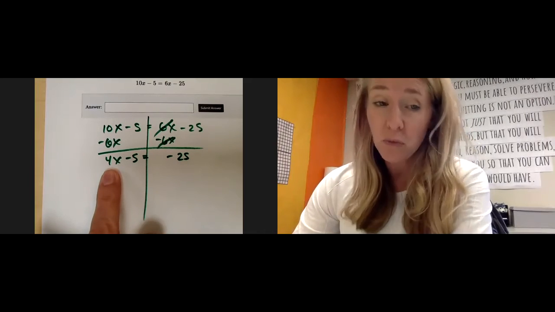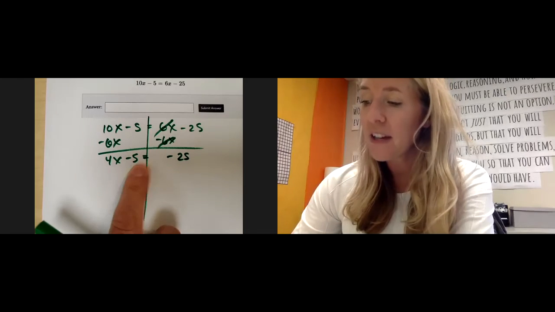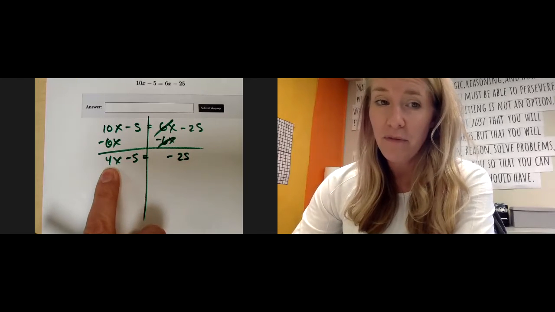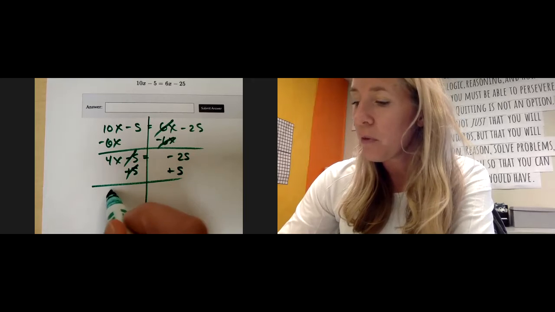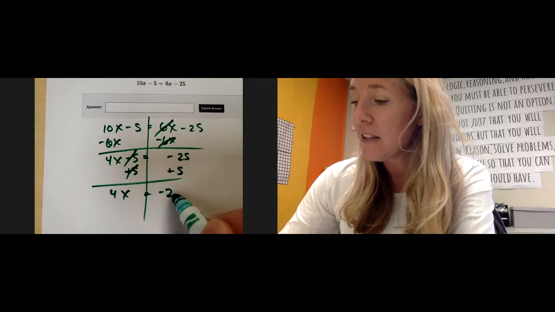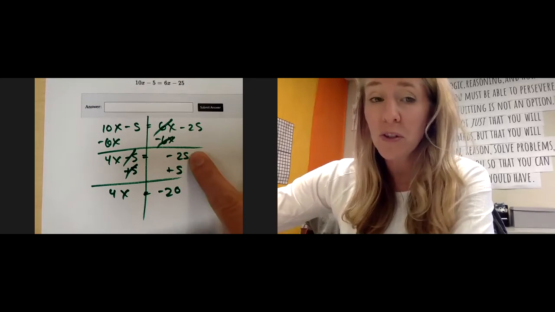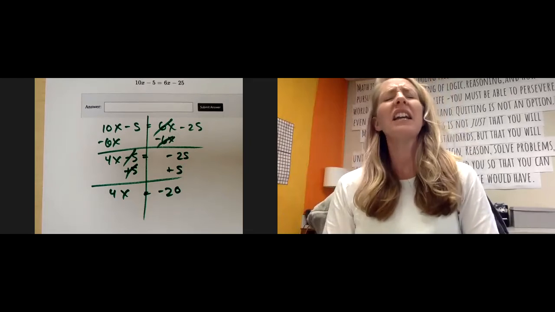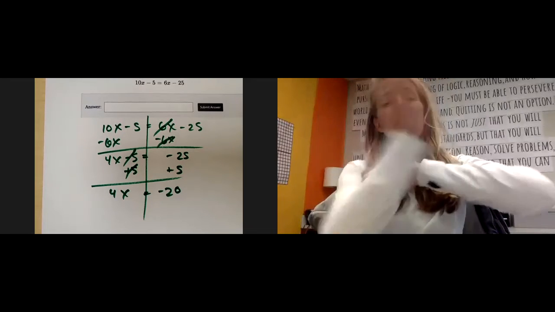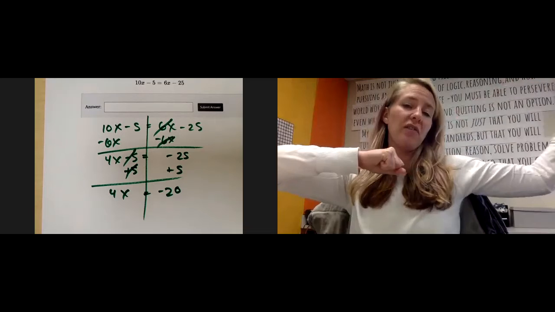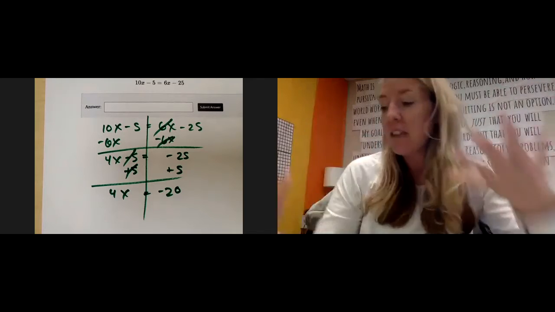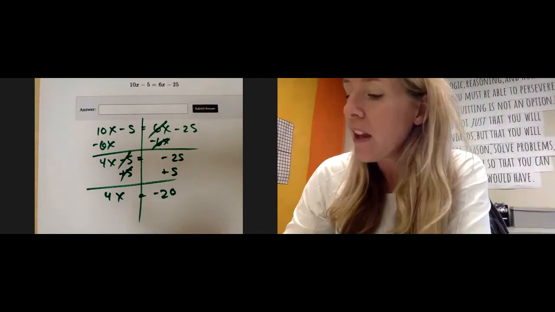Time to do opposites. Wrap up, add 5 to both sides, and then we're going to divide away that 4. This is the opposite. 4x equals negative 20. Be careful with those signs. There's a tug of war happening. Negative 25 is pulling negative, 5 is pulling positive. And the winner is negative 25 by the strength of 20. So it's going to be a negative answer, and they won by 20.